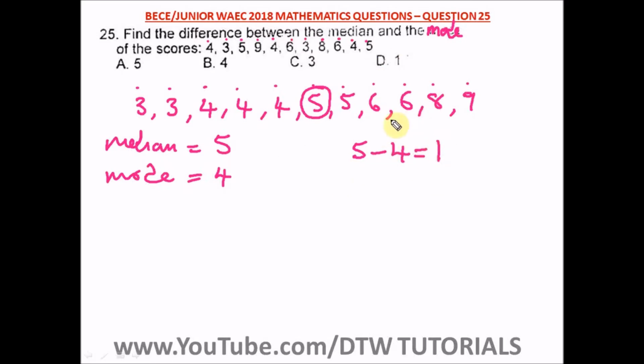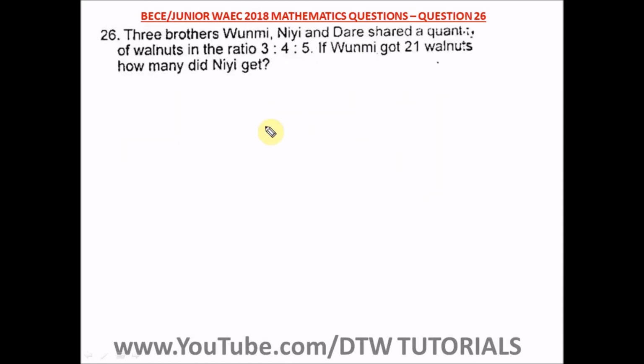And our right option here is option D. Okay, so this is our answer, 1. That is your median minus mode. Question 26 of the BECE Junior WAEC 2018 Mathematics Past Questions. Okay, that's your OBJ question 26.